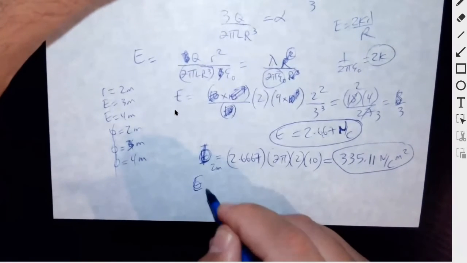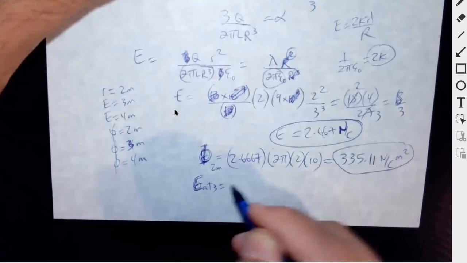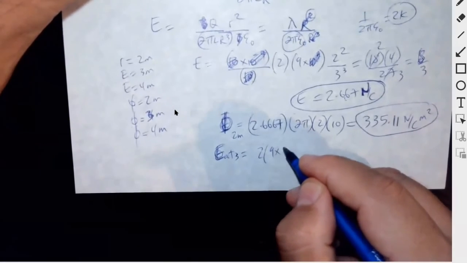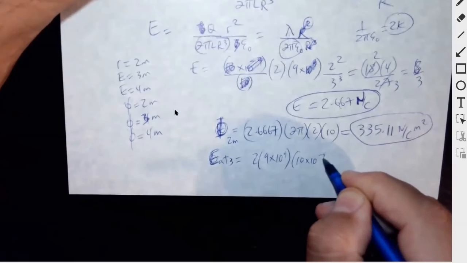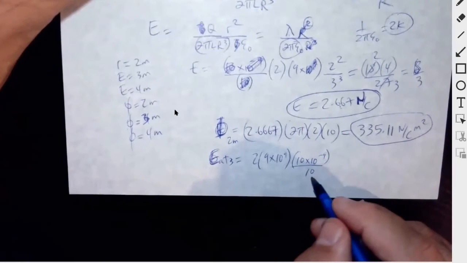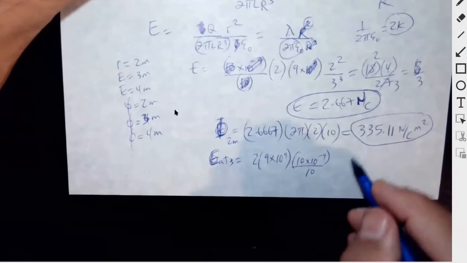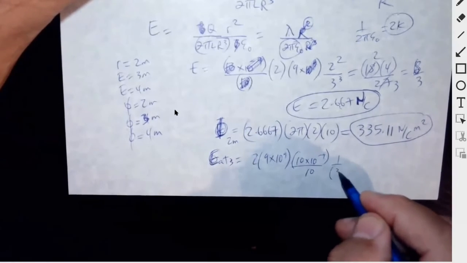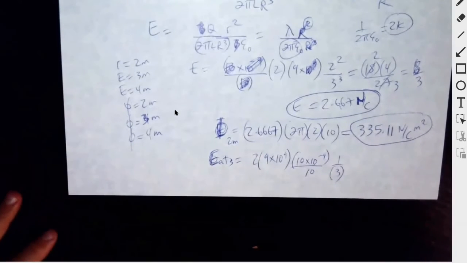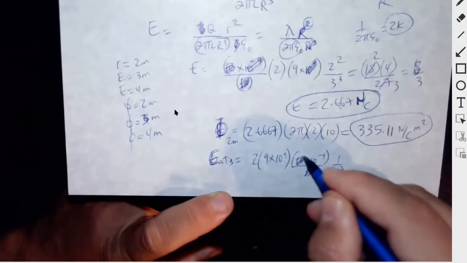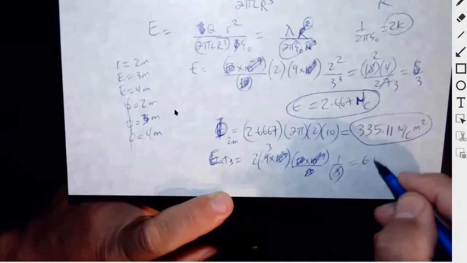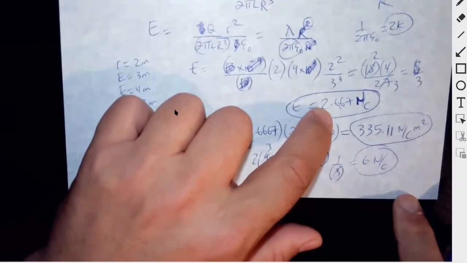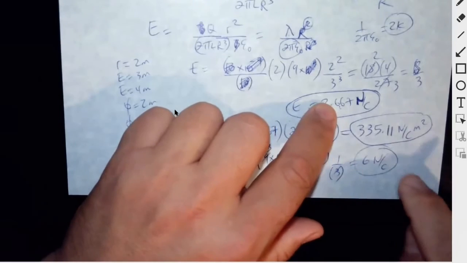So the electric field at 3 is going to be 2 times K times lambda. So with lambda, always do the charge over the length. 2 times K lambda, and then divided by R. So 1 over R. That's it for when you're at the surface. So 10 cancels the 10, this cancels that. 3 goes into 9 3 times. 6 newtons per coulomb.